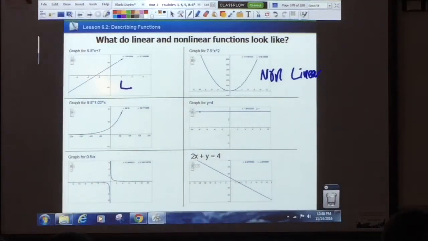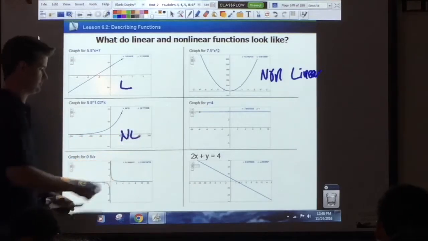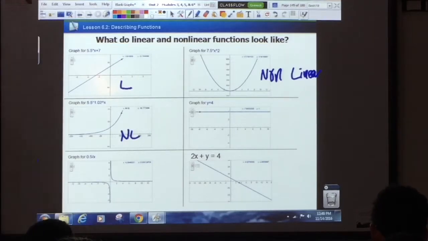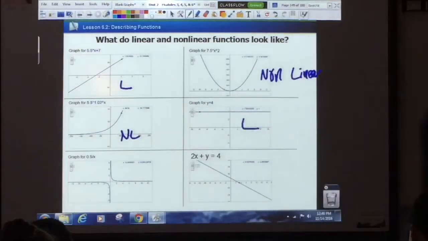Right here, is this linear or non-linear? Non-linear, pretty straightforward. It's a function, but it is non-linear. The one to the right of that, is that linear or non-linear? Linear, we just dealt with that one. Y equals 4. So that is in fact linear.